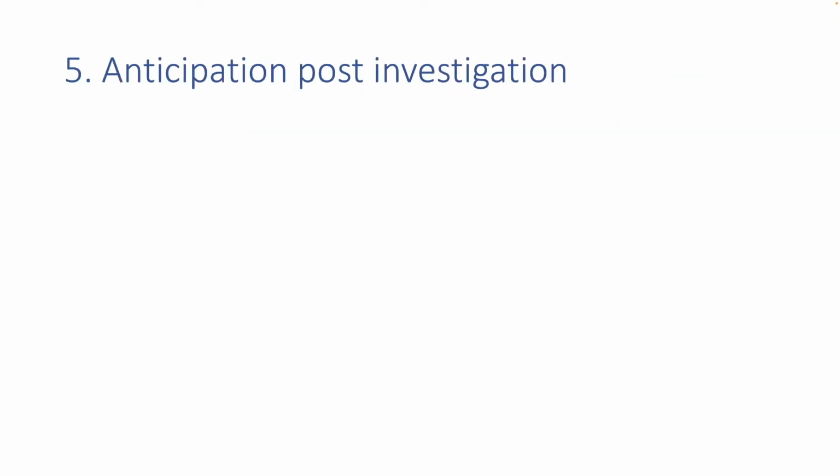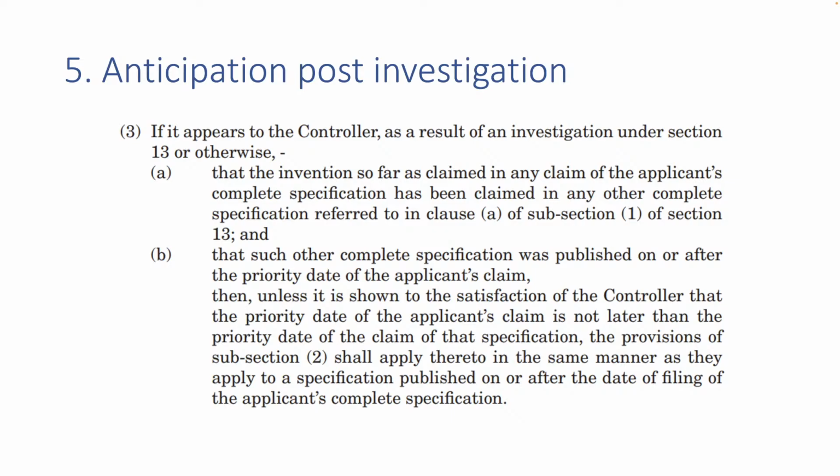Now, there is another type of anticipation. Now we saw an anticipation under Section 13. We saw an anticipation where, again under Section 13, the controller can make a reference. Now there is also an anticipation which results from an investigation. You know that under Section 13, an examiner can make an investigation on the provisions of Section 13. An investigation can be made, and an investigation report is filed by the examiner to the controller. Now we know that this is the power that is under Section 13.